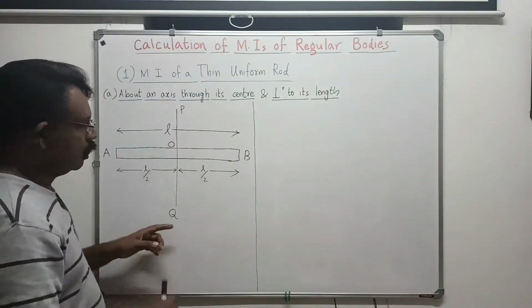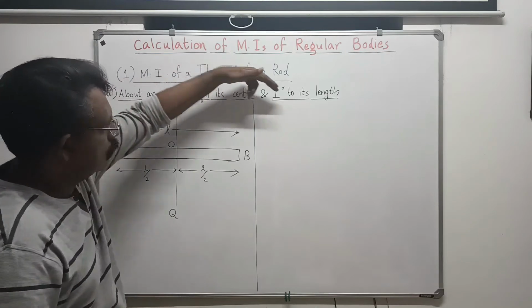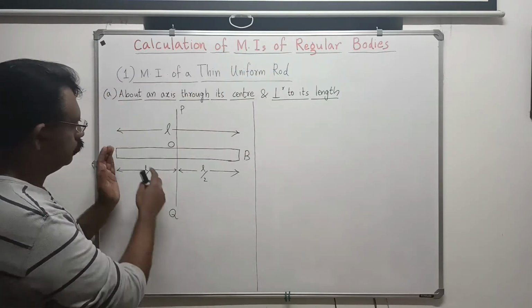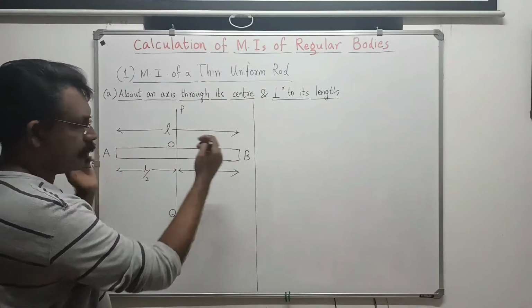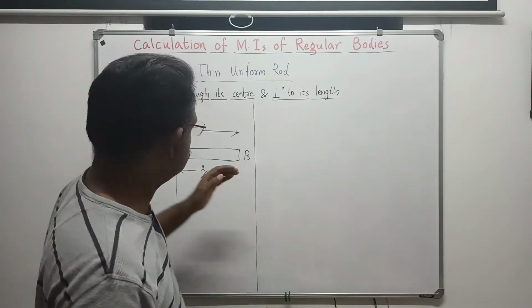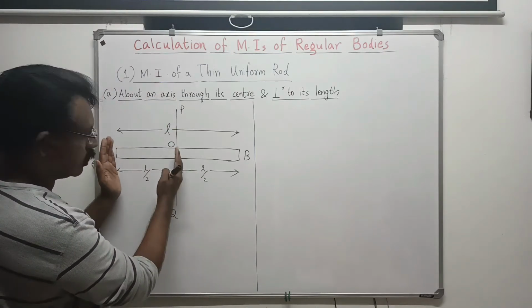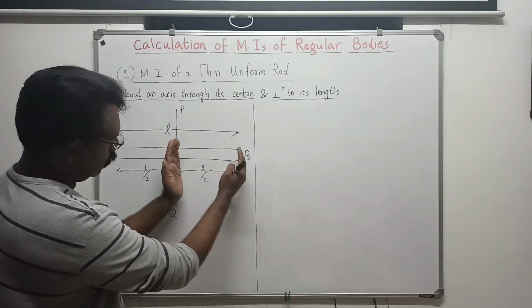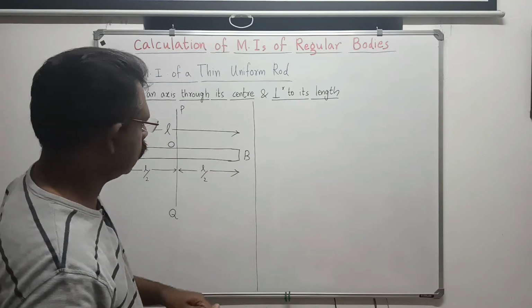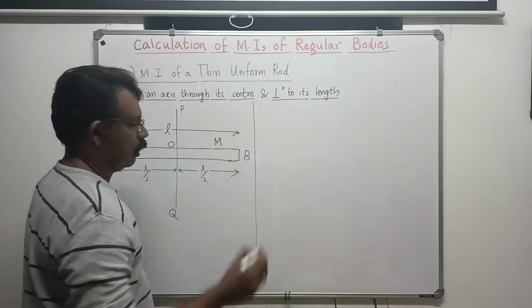let PQ be an axis which is passing through the center of the rod. Then AB is the rod, and the length of the rod is L. Since PQ is passing through the center, we know that this much length is L by 2 and this much length is L by 2. Also, we take the total mass of this bar to be capital M.